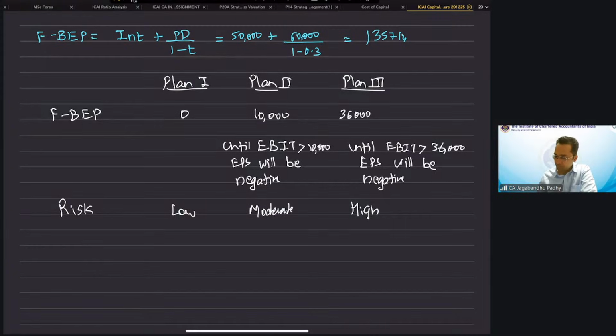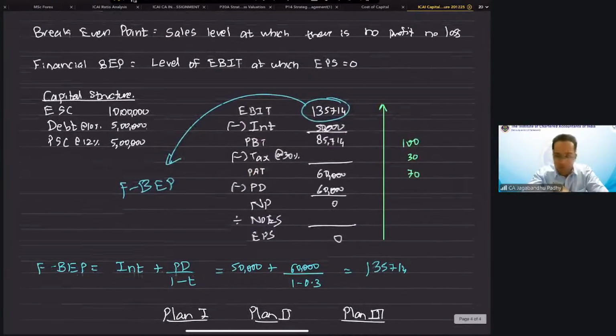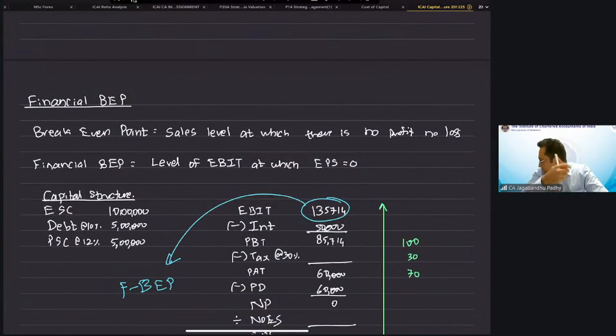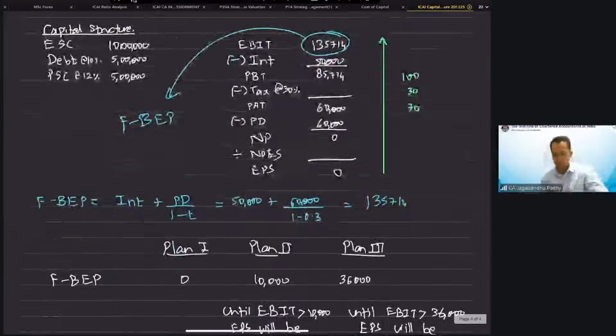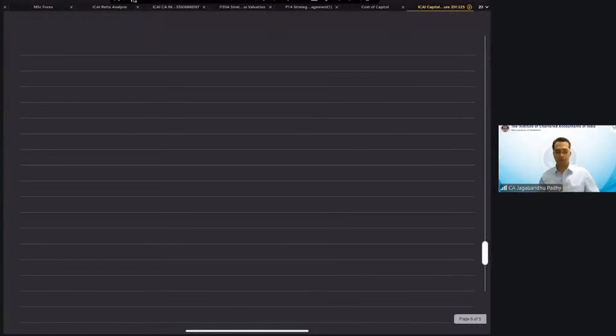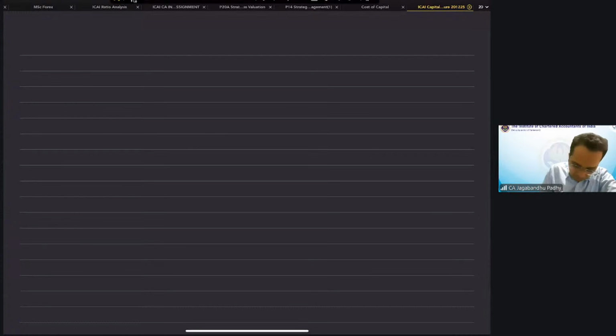Okay, guys. Correct. So financial break-even point is going to be a deciding factor as to which plan is having the highest risk and which plan is having the lowest risk, right? So of course, when you want to decide about choice of plan, you're going to choose the one which is having the lowest risk, right? Now, let us understand something called an indifference point now.